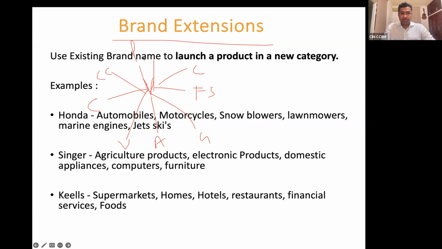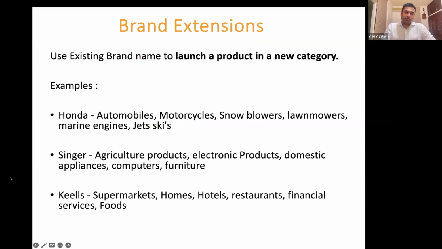Virgin Rail, Virgin Blue, which is a budget airline. So they have 200 such companies that they have extended the brand to. Highly diversified brand extension, using the existing brand name to launch in a new product category. Right? Honda is another example. Singer, Keels, another example. But Virgin to me is one of the best examples.